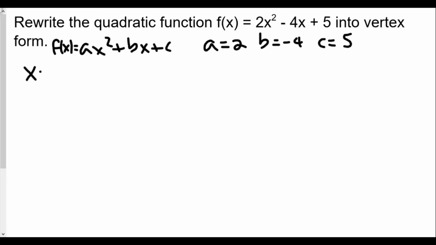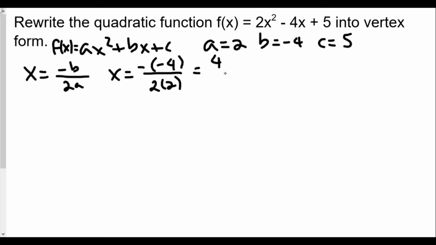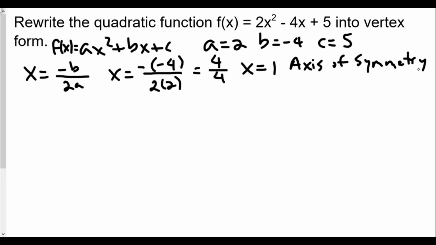We're going to use our axis of symmetry, which is x equals negative b over 2 times a. And therefore, we're just plugging in our b value. So negative, really when I say negative b, it's really negative 1 times b. So negative of negative 4 all over 2 times 2. Well, we're going to get, in this case, positive 4, because negative times negative is positive, over 4. Our axis of symmetry is 1. And this is a vertical line that the parabola will reflect over. So that's why we call it axis of symmetry.